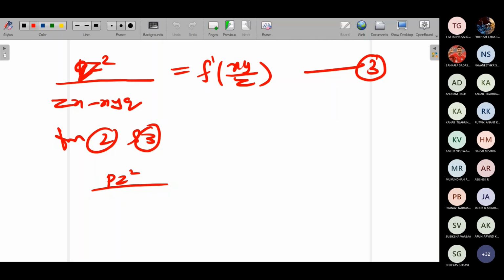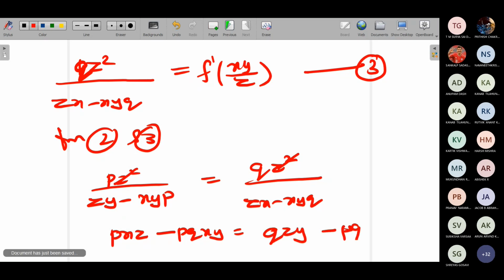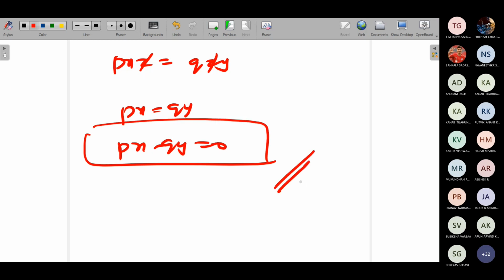So I'll get pz² divided by (zy − xyp) will be equal to qz² divided by (zx − xyq). Z² will be getting cancelled. You can cross multiply this. You'll get pxz − pqxy is equal to qzy − pqxy. Pqxy will be getting cancelled. You will get pxz is equal to qzy. Z and z will be getting cancelled. You will get px is equal to qy, or you can write it as px − qy = 0.